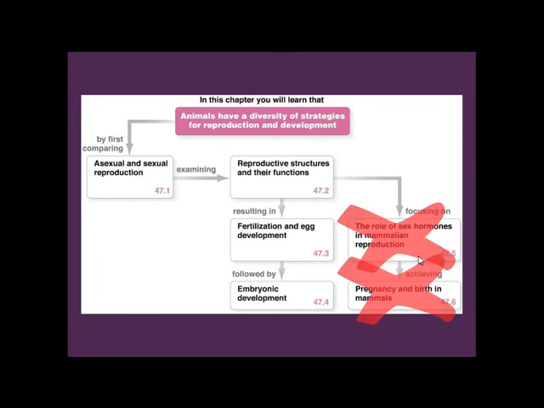All right, so hopefully you learned a lot of things here about asexual and sexual reproduction, including reproductive structures and their functions, fertilization and egg development, and also embryonic development. We skipped a couple of things in this chapter. If you have interest, you can go read them, but they won't be on the exam.